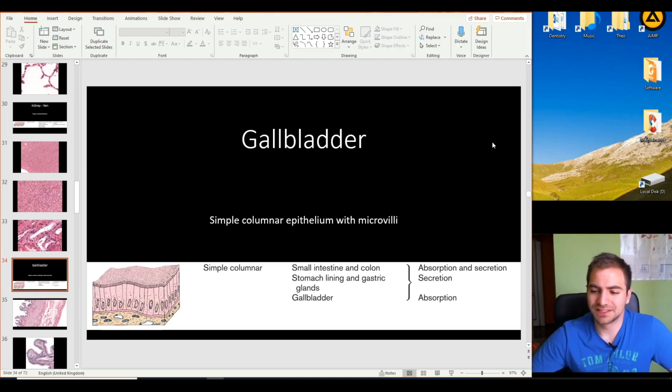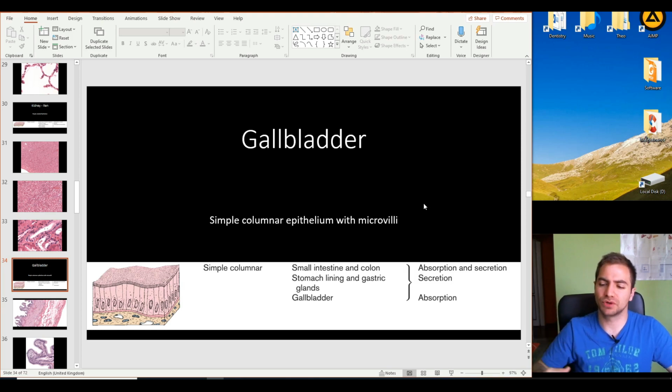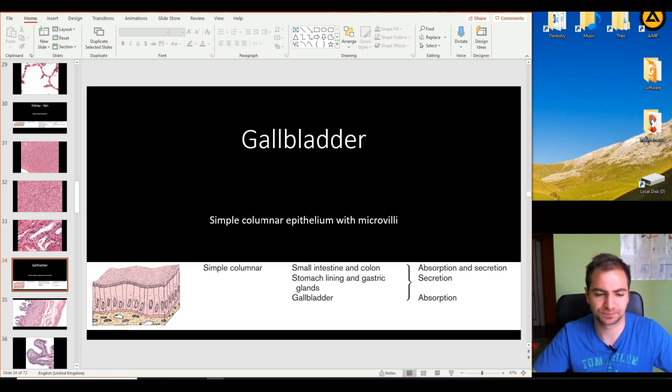Next up, we're going to find the simple columnar epithelium. Now we first see the term microvilli. We'll discuss what this is. This is our first example of a special apical specialization of a cell. So let's first see what the columnar cell looks like, and then we'll discuss the microvilli.